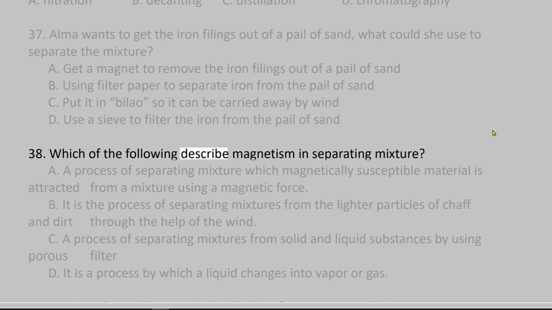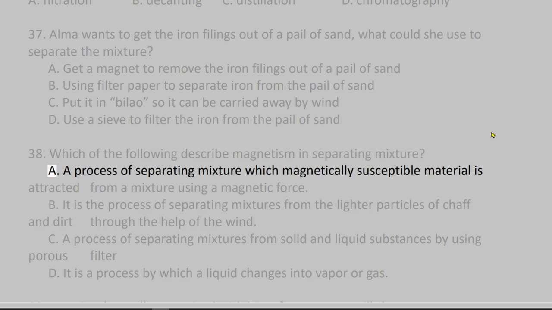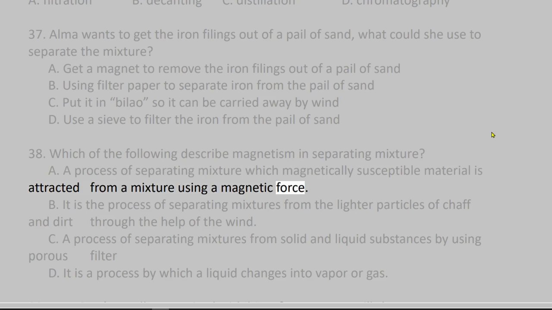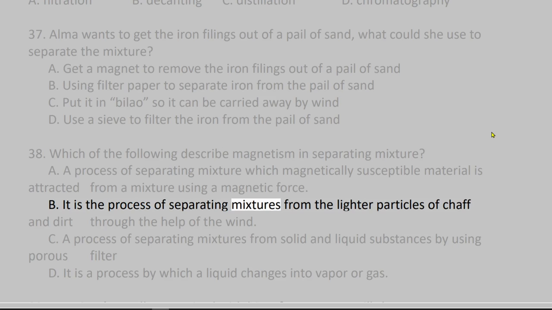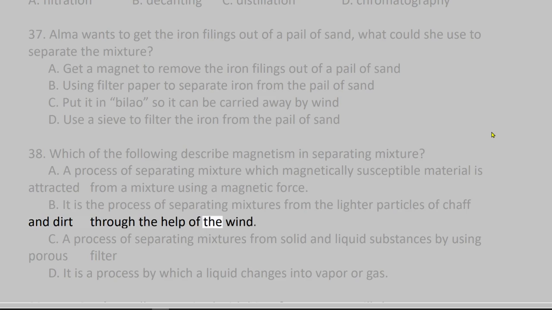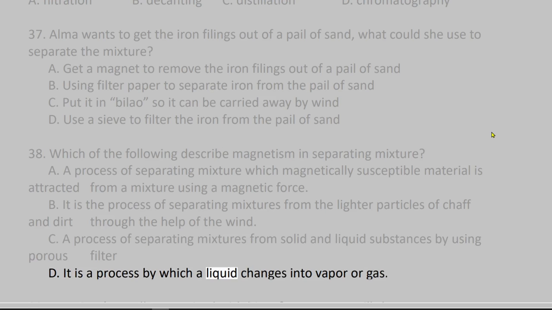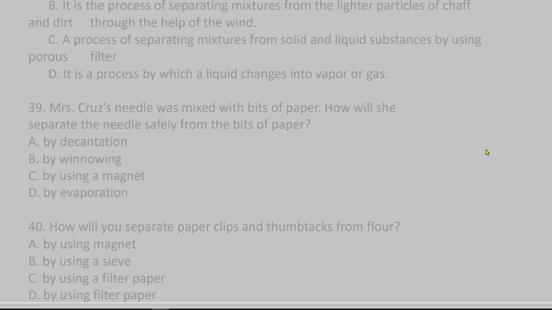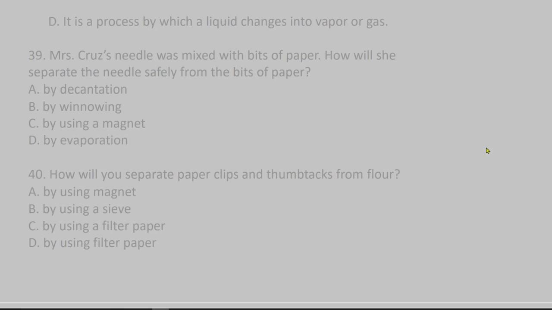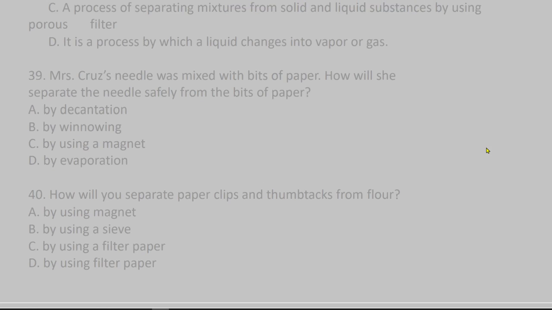38. Which of the following describe magnetism in separating mixture? A. A process of separating mixture in which magnetically susceptible material is attracted from a mixture using a magnetic force. B. It is the process of separating mixtures from the lighter particles of chaff and dirt through the help of the wind. C. A process of separating mixtures from solid and liquid substances by using porous filter. D. It is a process by which a liquid changes into vapor or gas.